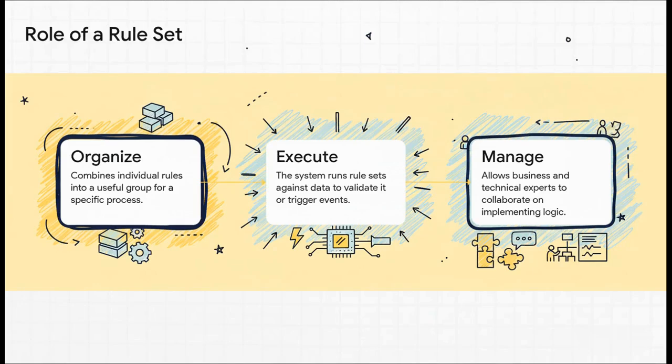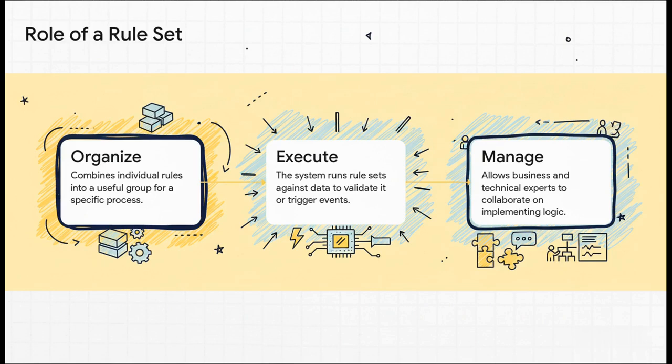Now, these individual rules don't just float around on their own. Nope, they're grouped into what are called rule sets. You can think of these like playbooks for specific processes. There's one for new applications, another for renewals, and so on.